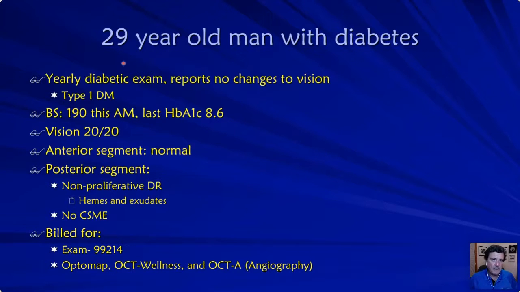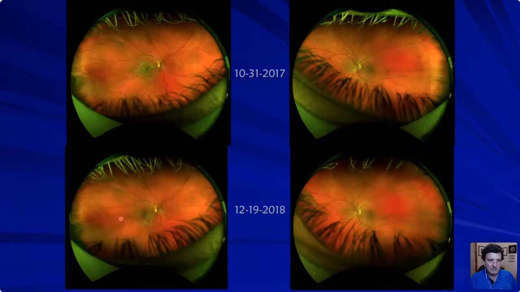Here's another person, a 29-year-old man with diabetes, yearly diabetic exam, reports no changes in vision. Type 1, blood sugar this morning was 190. His hemoglobin A1C is 8.6. Vision is good, anterior segment normal. He does have proliferative diabetic retinopathy, but no clinically significant macular edema. And there's what I billed. It's not really relevant for this. But what I want to point out is when you do your wide field imaging, yeah, you can see a couple hemorrhages here and there, kind of scattered.